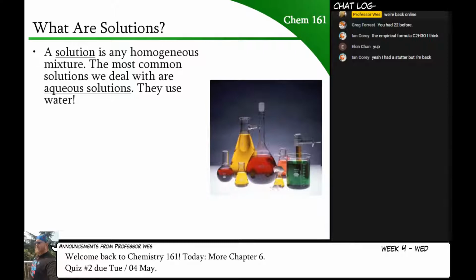When we do chemistry in Gen Chem, all of our solutions are going to be aqueous solutions. We're going to use water. But in other classes, such as organic, you might have solutions where the solvent is ethanol or something like that.